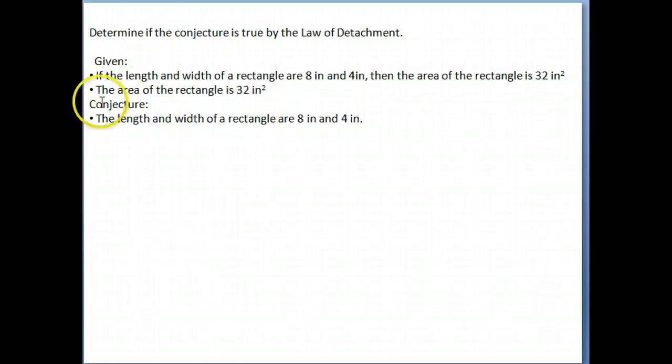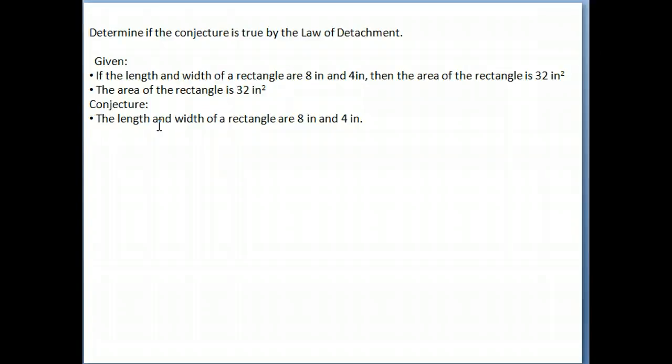Let's take a look at this example. If the length and width of a rectangle are 8 and 4 inches, then the area of the rectangle is 32 square inches. Again, that's our law that we're using here. The second piece of given information is that the area of this rectangle is 32 square inches, and this person conjectured that the length and width would be 8 and 4. Did they get it right?